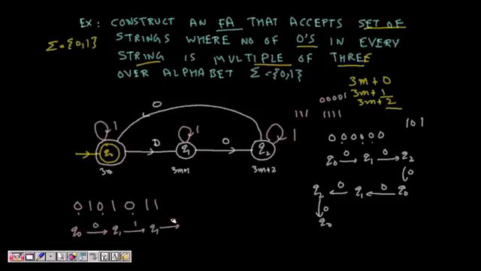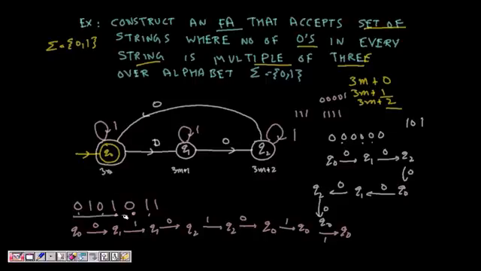I see a 0, I go to Q2. I see a 1, I remain in Q2. I see a 0, I go to Q0. I see a 1, I remain in Q0. I see a 1, I remain in Q0. And Q0 is my final, accepting state. So this string is accepted.